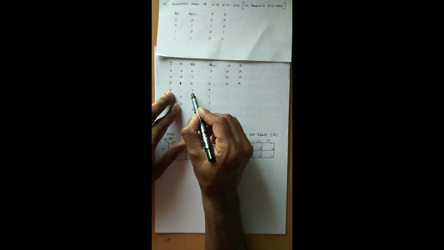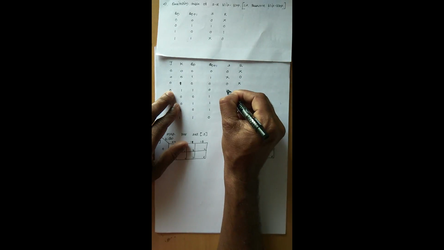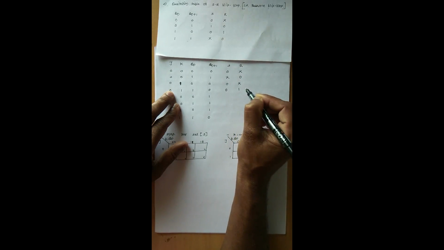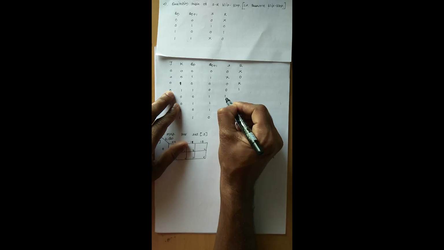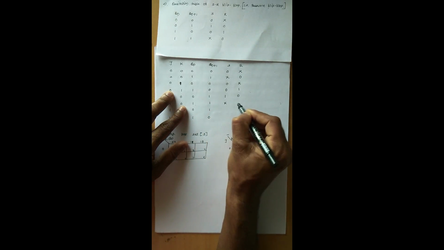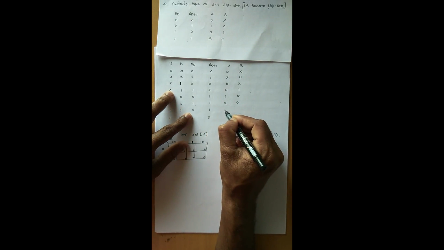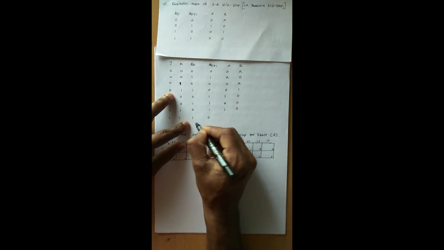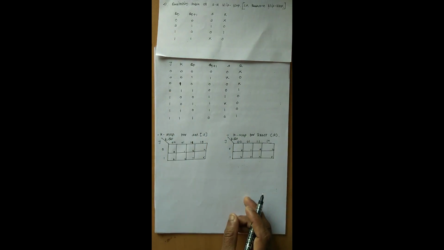Then next 1 0, for 1 0 S is 0 and R is 1. Then 0 1, S is 1 and R is 0, for 1 1 X 0, for 0 1 1 0, and for 1 0 0 1. These are the values of set and resets.